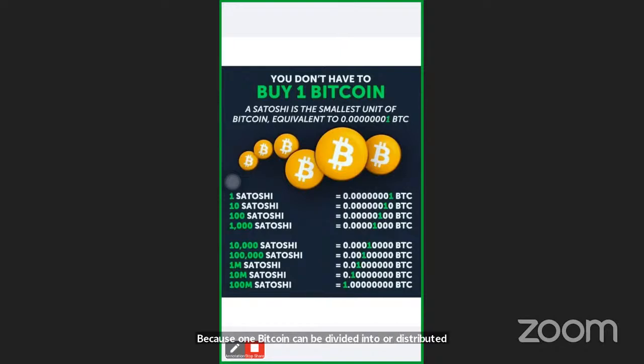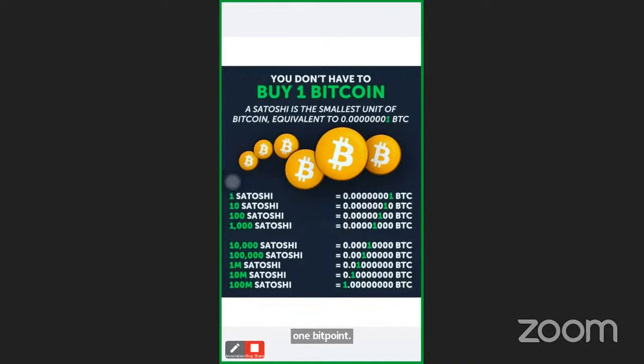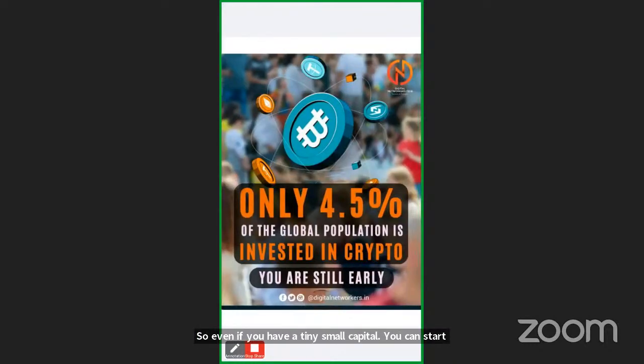So even if you have a small capital, you don't have to worry, because the smallest unit of Bitcoin is called Satoshi. And when 100 million Satoshis come together, they form one Bitcoin. So even if you have a tiny capital, you can start today and start accumulating. And you can also multiply your small investment into a huge capital if you know the power of multiplication and compounding. That we will discuss in the next topic today.